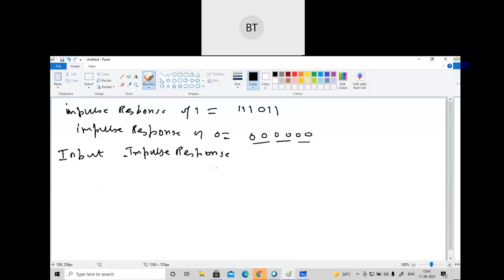So the first input was, if you can see, the input that was given in the problem. So if you can see in the problem, the input was 1 0 0 1 1. So you can see in the problem the only input was 1 0 0 1 1. So I'll write here 1 0 0 1 1.